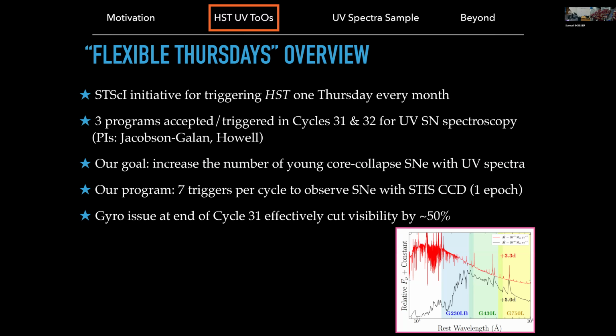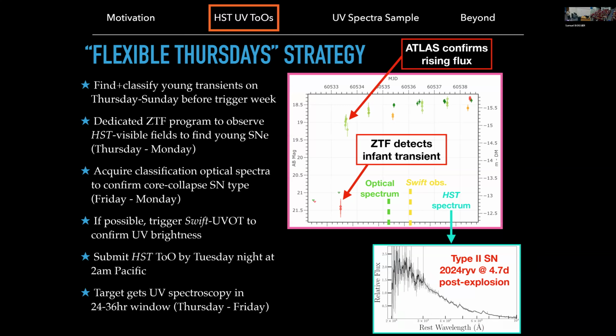It's aging, it's moving into modes that are more safe for it, and as a result, the effective sky area has been cut approximately 50% in just the last couple of years because of the gyro, the move to single gyro mode. So how did Flexible Thursdays work for us in terms of trying to actually provide a young supernova candidate for HST to observe on a given Thursday?